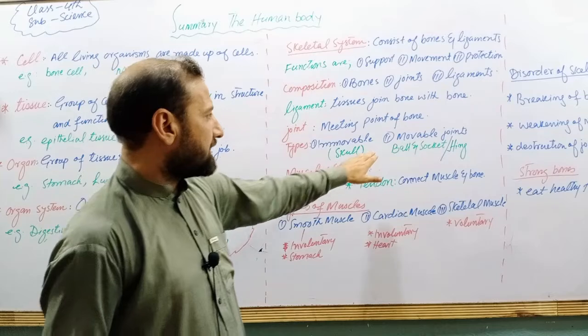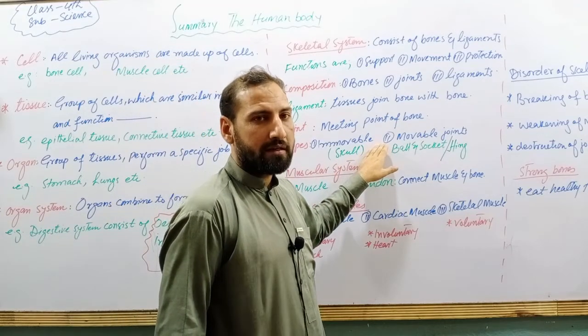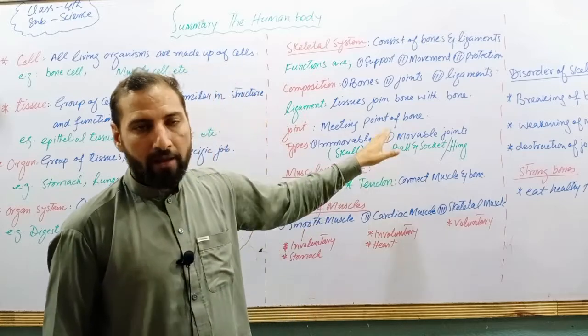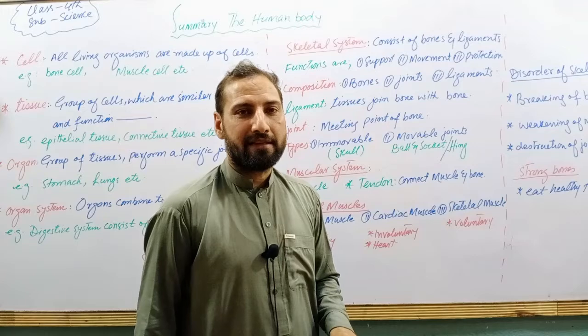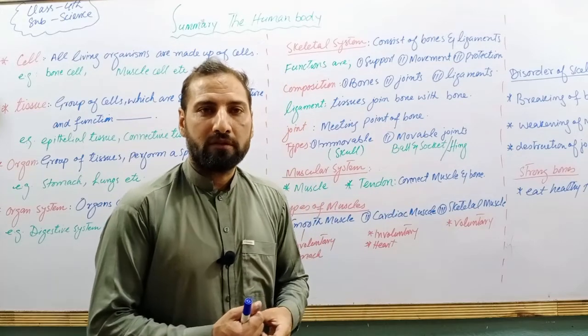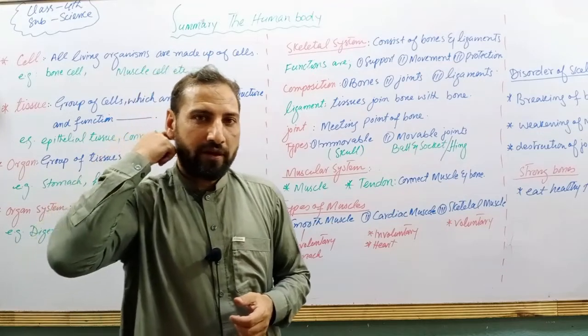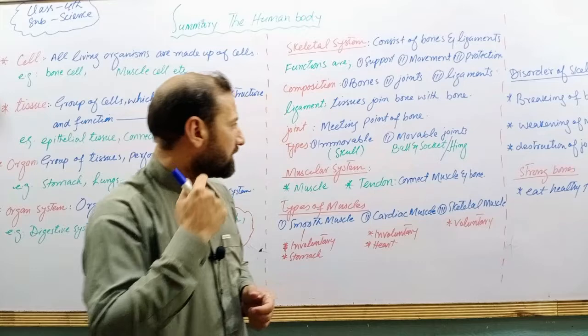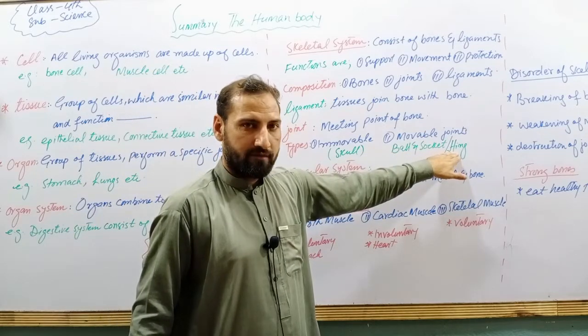Okay. The second type of joint is the movable joint. What is a movable joint? A movable joint is a type of joint in which movements exist. Now there are 2 types of movable joints. One we call the ball and socket joint, and the other we call the hinge joint.